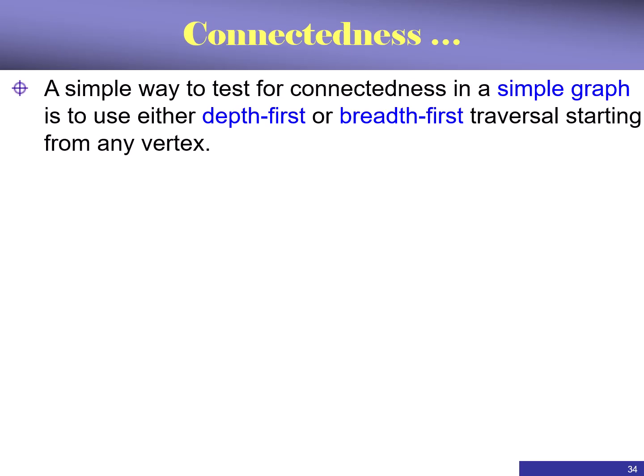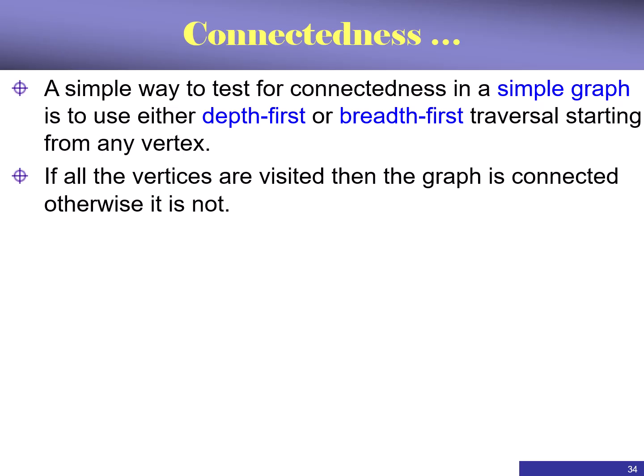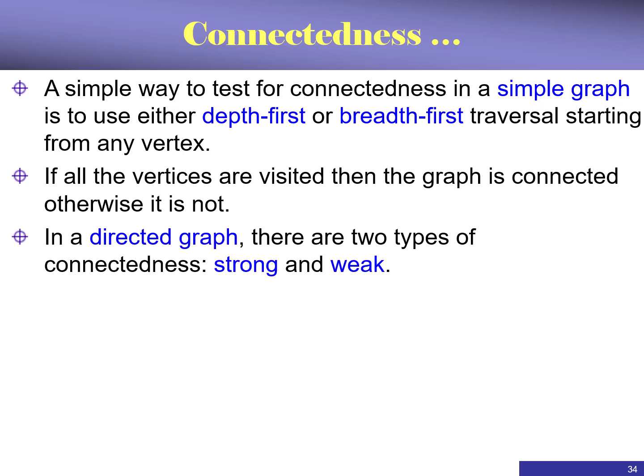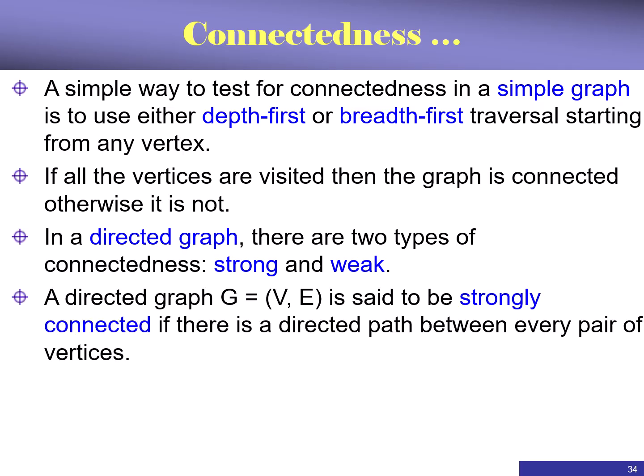So when you're talking about connectedness, how can you test the connectedness in a simple graph? You can use a traversal, depth first or breadth first. When you use any of these traversals and visit all the vertices, that means the graph is connected. When you miss out some vertices, that means the graph is not connected. In a directed graph, there are two types of connectedness. A digraph can be a strongly connected digraph or a weakly connected digraph.